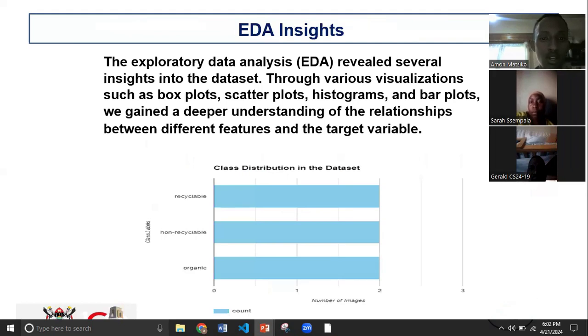As he has also talked about the EDA, these are some of the analyses of the dataset we used. As you can see, this is the composition of the dataset: the recyclable, the non-recyclable, and the organic. To analyze this dataset, we used histograms, box plots, and scatter diagrams. Unfortunately, I can't access the report now, but we visualized it further. We used histograms and scatter diagrams to show the different composition of the waste materials in the dataset, which had glass, cardboard, and the rest, and we visualized all those in graphs and histograms.